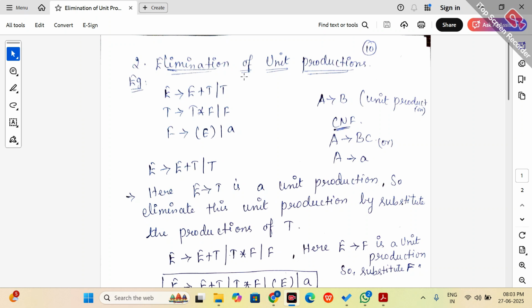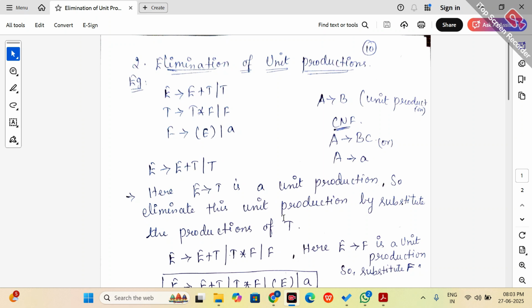Here we have to eliminate the unit production. There are E, T, F. For these three variables, there are two productions each, so a total of six productions. Out of these, first we take the first production, E tends to E plus T or T. The first production, E tends to E plus T, is not a unit production. But E tends to T is a unit production because a variable tends to one more variable. We have to eliminate this unit production.